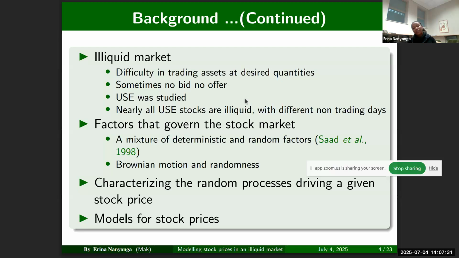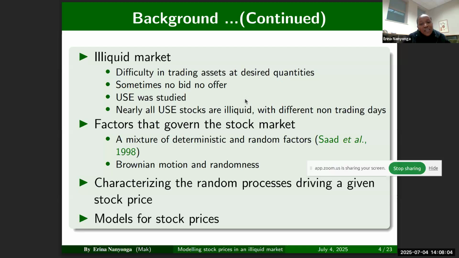Unlike in a liquid market, in this case I chose Johannesburg Stock Exchange's stocks, but there are so many other liquid markets in the world. Because I visited South Africa, I chose Standard Bank as an example because it's the largest stock exchange in Africa. It is a very good liquid market example.